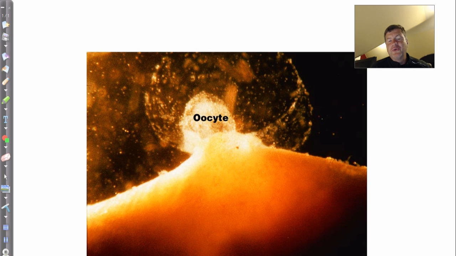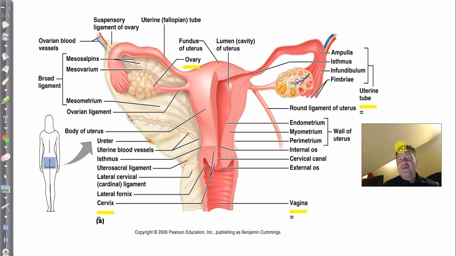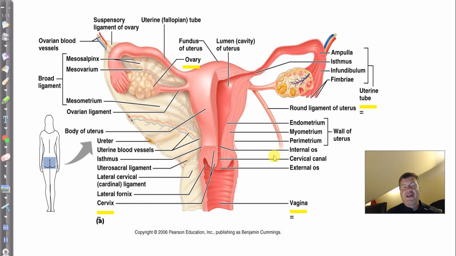This is just sort of a cool picture. This is showing you ovulation, and that's showing you an oocyte being released from the ovary. I'm showing you this view just to remind you again of some anatomy and some orientation here. Let me start back over here again.